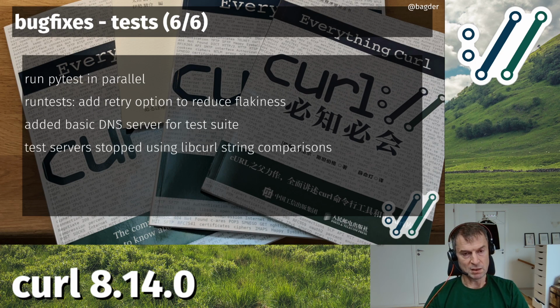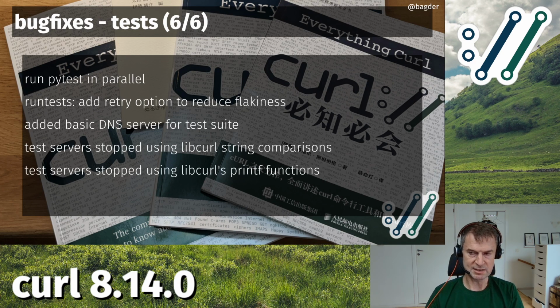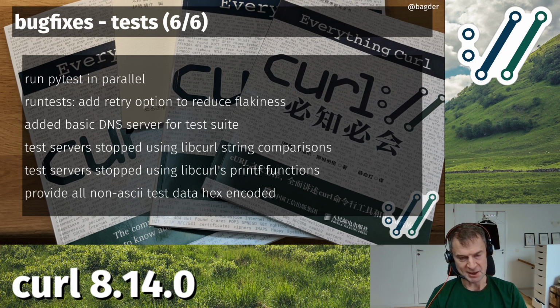We also, in this cycle, cleaned up how we do test servers. We have a lot of test servers for test purposes, and they are now much simpler because we try to make them not use libcurl code as much, so that they'll be simpler to maintain, simpler to write, and simpler to understand. And they don't use string comparison, and they don't use libcurl printf functions. Just better compartmentalized things, and not much cross-infected things.